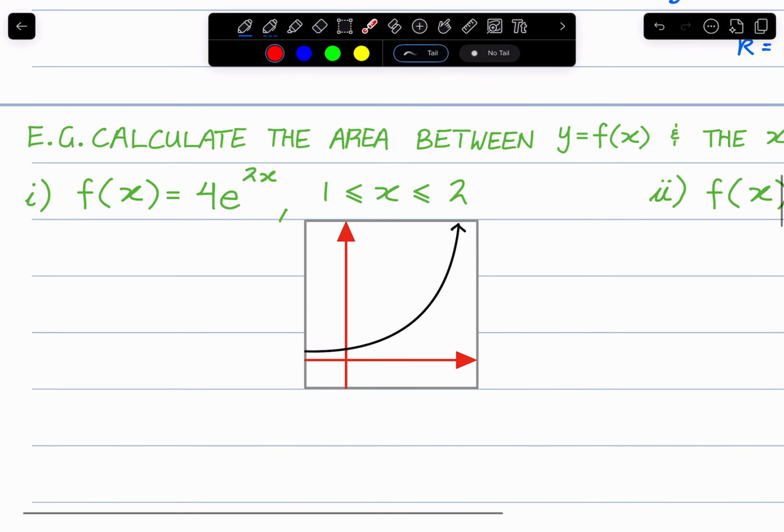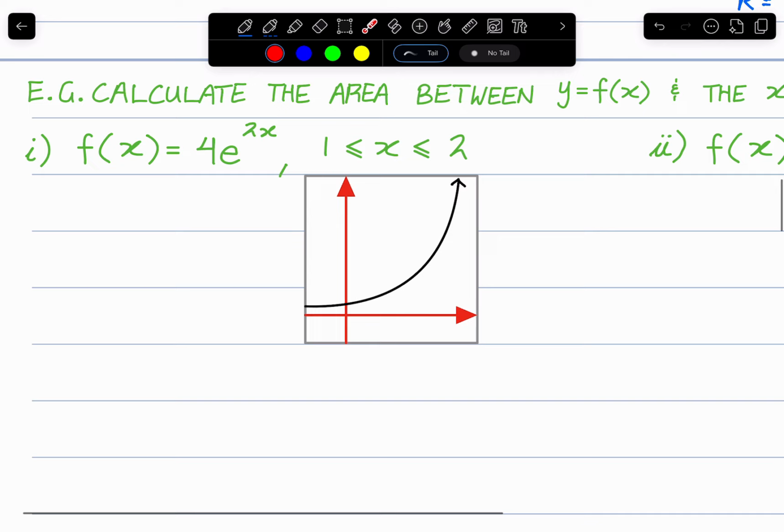Now when it comes to calculating the areas between functions, I hope by now we're very familiar with the procedure in that it's important to know where there are x-intercepts. And in this example, it's slightly easier in that there are no x-intercepts. So we can do the integration straight away.